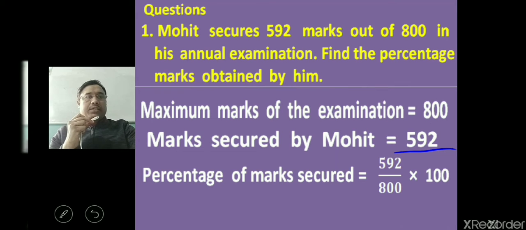Then the percentage marks secured by him is obtained marks by total marks into 100. You will write the obtained marks, 592, at the numerator, and the total marks, 800, into 100. So your percentage will be 592 by 800 into 100. You know that to convert a fraction into percentage, you multiply with 100. So Mohit has got 592 out of 800, and you can convert this by multiplying with 100.